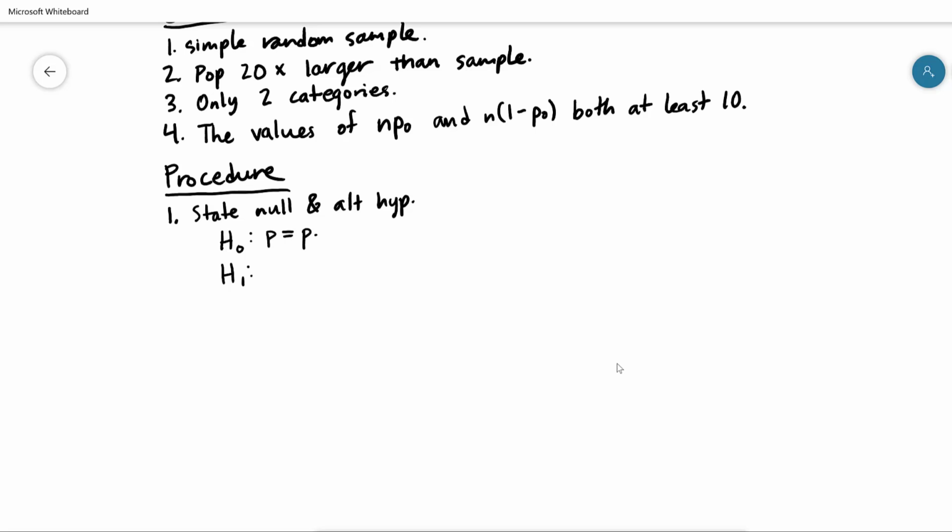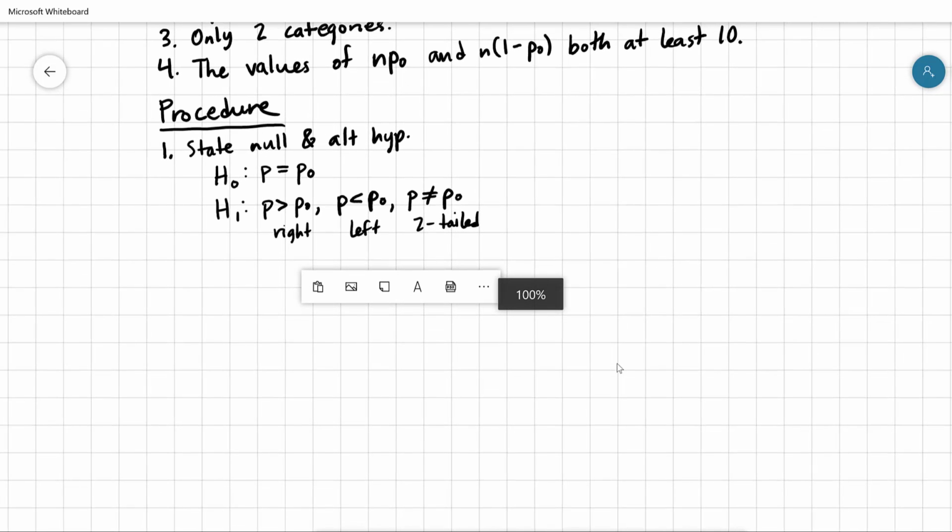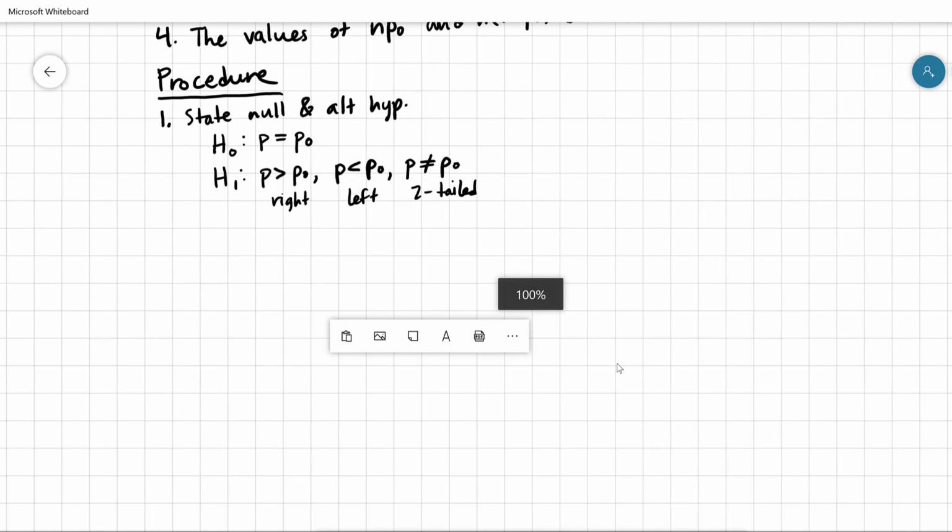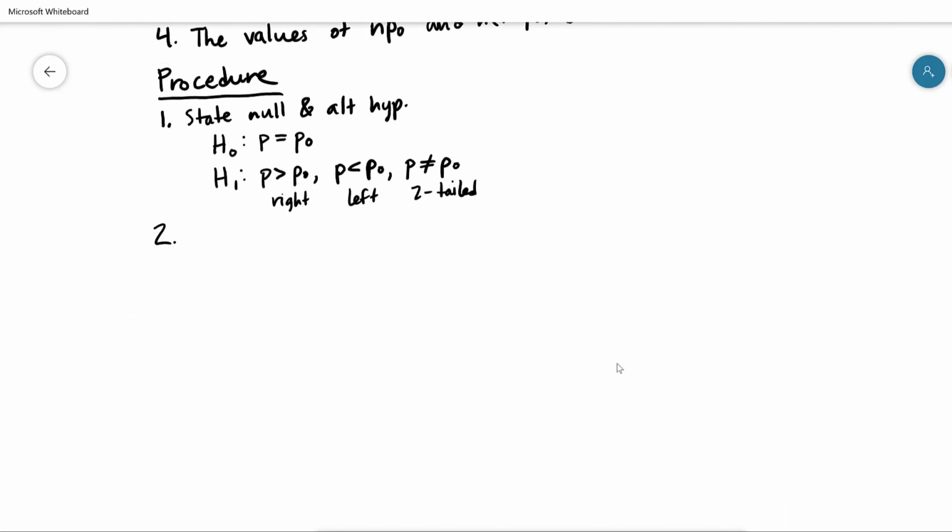We'll have that p is equal to p naught, that's our null hypothesis, or for the alternate hypothesis, p can be greater than p naught, p can be less than p naught, or p can be not equal to p naught. And again, here are our right, left, and two-tailed cases. Ours will take one of those forms. The second step is, as before, define what's weird.